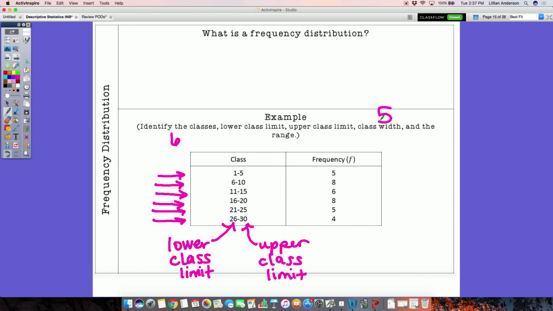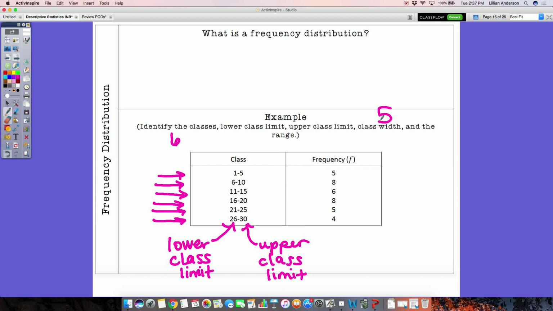When do we start counting? We count 1, 2, 3, 4, 5, not 2, 3, 4, 5. This is inclusive. You are including the 1. If you weren't going to include the 1, then they would have written it as a compound inequality, which we're going to do for the next example, because this is just one way to represent a frequency distribution.